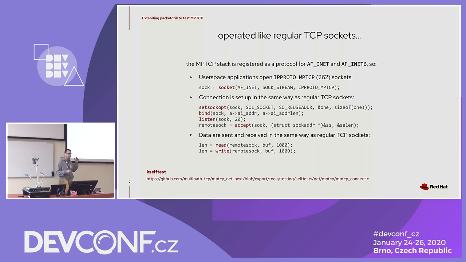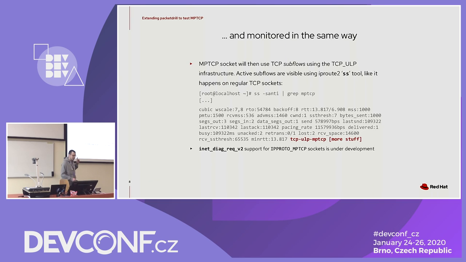So we already have a test case in the net-next kernel tree. If you want to see an example of client and server, please check out the sources. Oh, by the way, an MPTCP socket can also be monitored like a regular TCP socket.